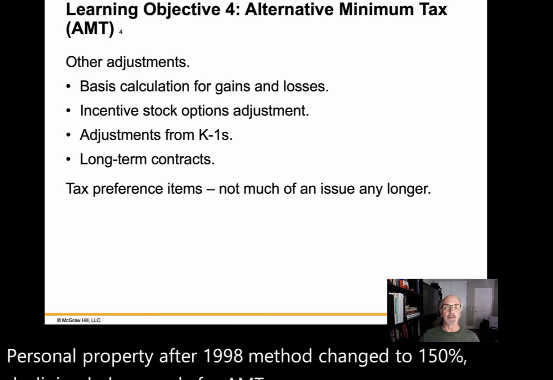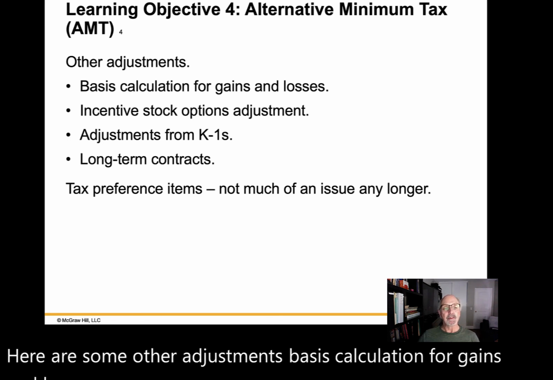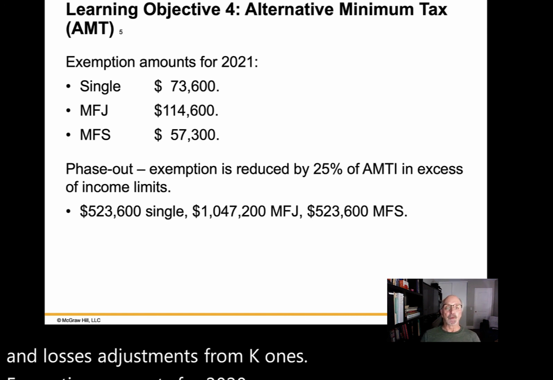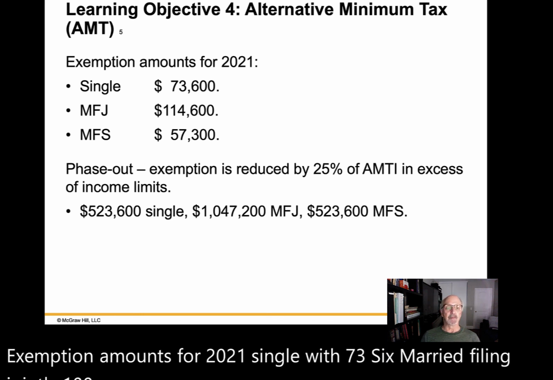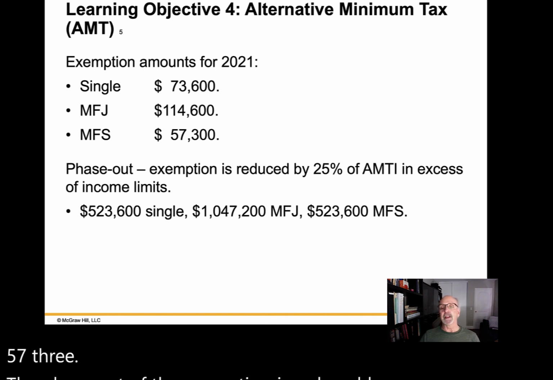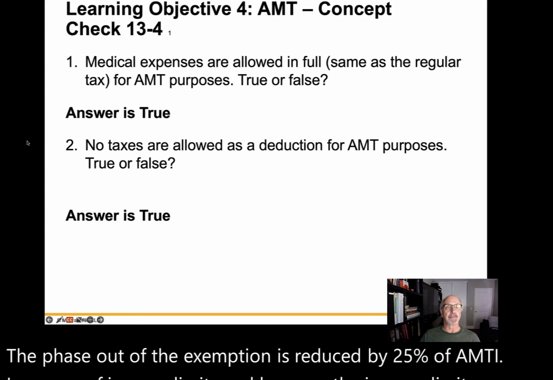Here are some other adjustments: basis calculation for gains and losses, and adjustments from K-1s. Exemption amounts for 2021: single was 73.6, married filing jointly 114.6, and married filing separately 57.3. The phase out: the exemption is reduced by 25% of AMTI in excess of income limits. And here are the income limits for that exemption.